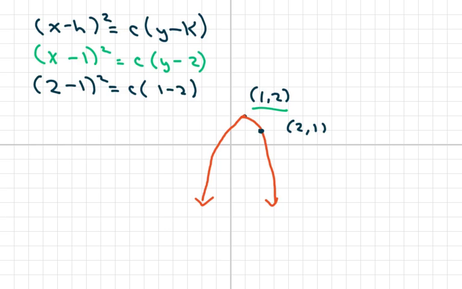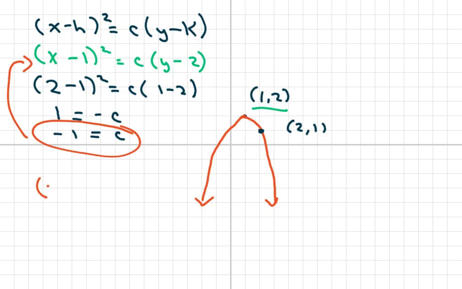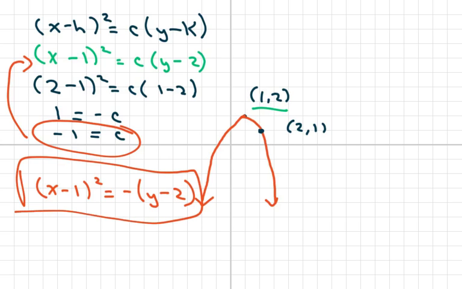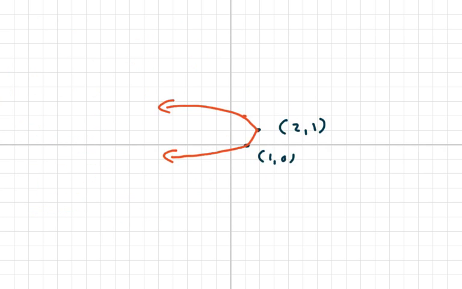So we get 1 equals negative c, so c equals negative 1. Then I'm going to plug this back in to this equation. So you're going to get x minus 1 squared equals negative 1, and I'm not going to put the 1, I'm just going to put y minus 2, and that's your answer. Okay, the next one, we'll do the same thing.